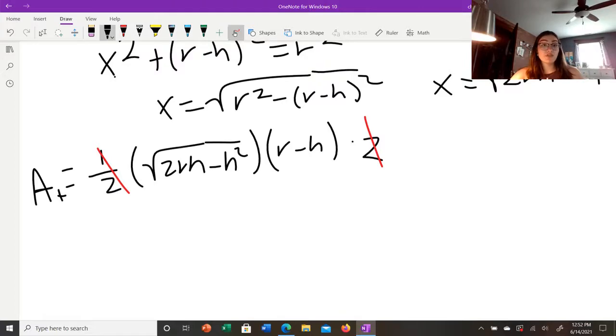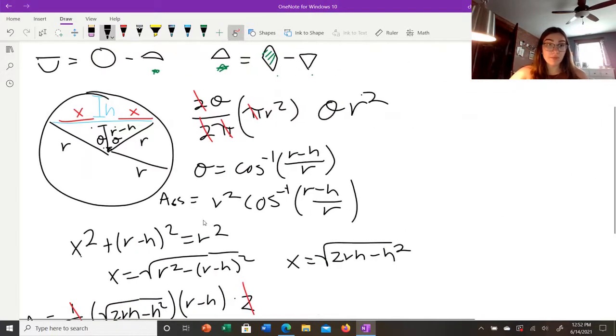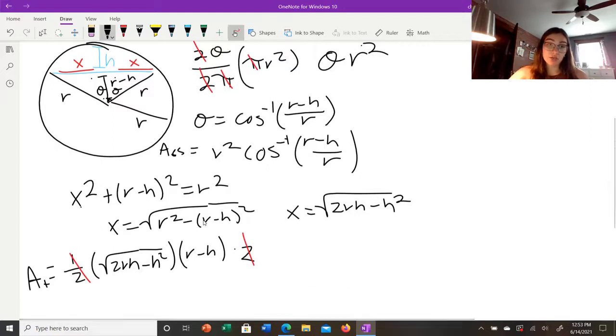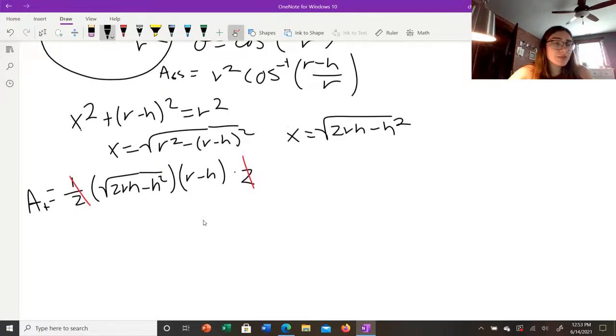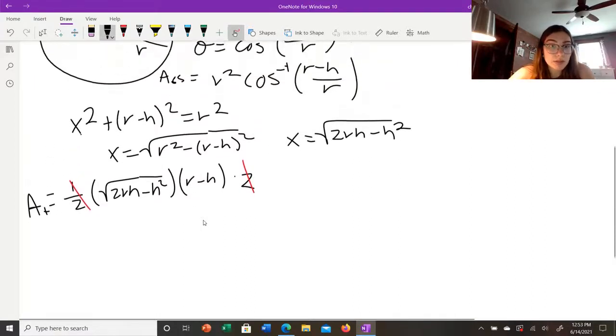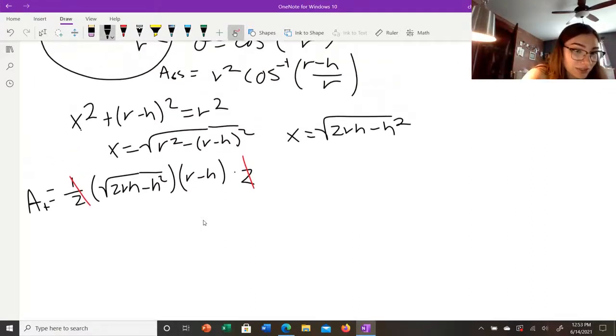So now we need to find the area of the circular sector minus the area of the triangle. And that will be the area of the top. So I'm going to call that A top. So many different areas.